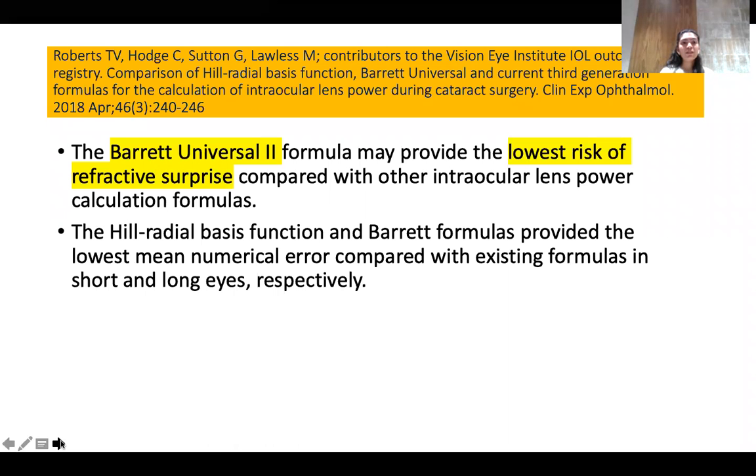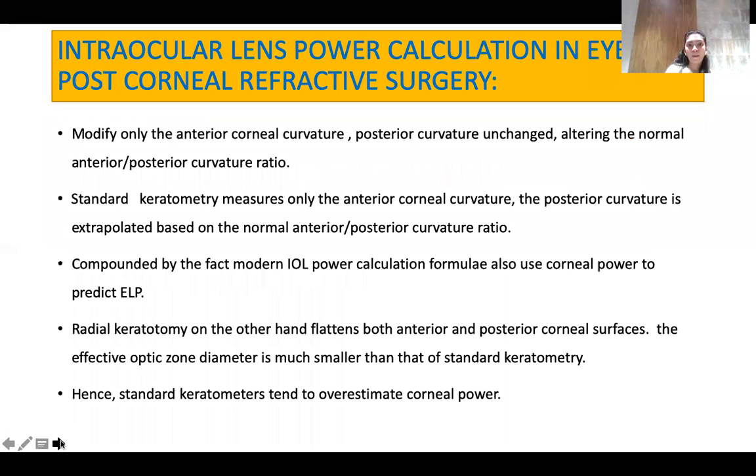Next slide. So in a study by Roberts et al., the Barrett Universal 2 formula has proven to have the lowest risk of refractive surprises compared to the other intraocular lens power calculation formulas. And Hill RBF is equivalent to the Barrett Universal 2, especially in short and long eyes.